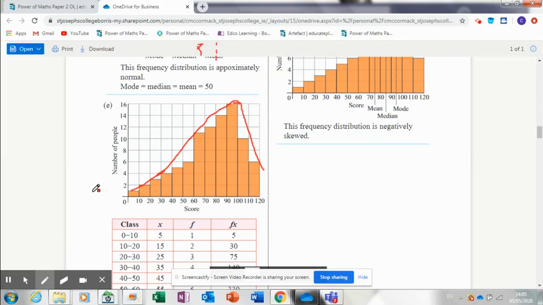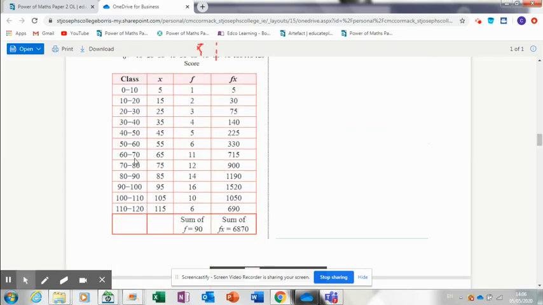Remember, it's negatively skewed. So again, if I want to find the position of the mean, the mode, and the median, right? Well, what do I do? Again, how do I get the mean? Well, I have to write out my distribution table here. Right, my 0 to 10, I work it all out and I get the sum of the fx's is 6870, sum of the frequencies is 90, I divide them, I get 76.3, that's my mean.